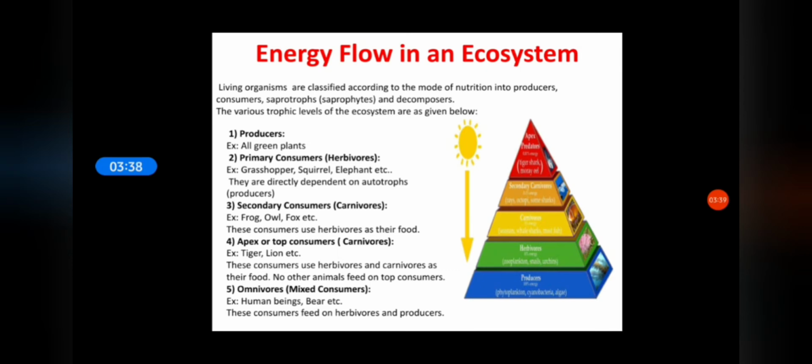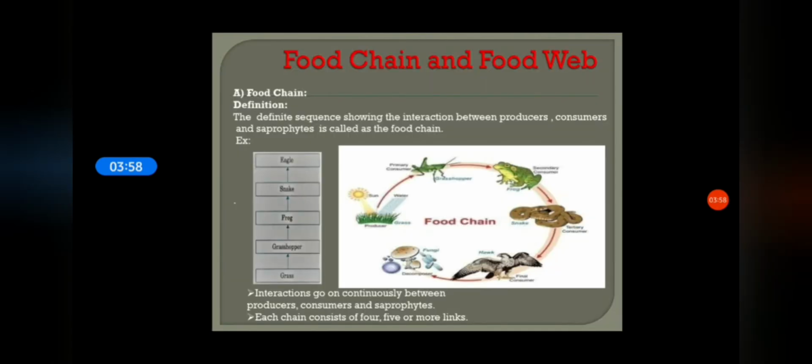Example, tiger, lion, etc. Fifth is omnivores, which are also called mixed consumers, as these organisms feed on herbivores and the producers both. Example, human beings, bear, etc. In an ecosystem, as one organism serves food to another organism, it forms an interactive sequence among all biotic factors, which can form a food chain or food web.